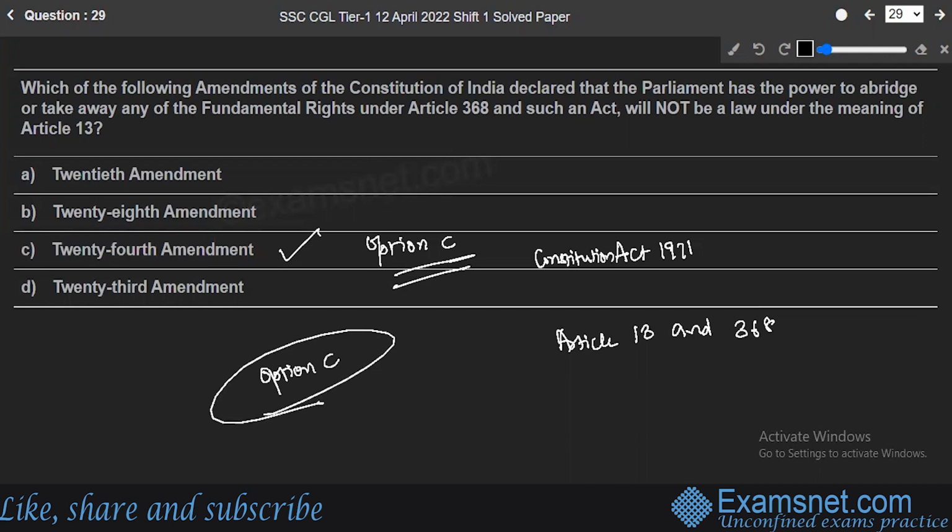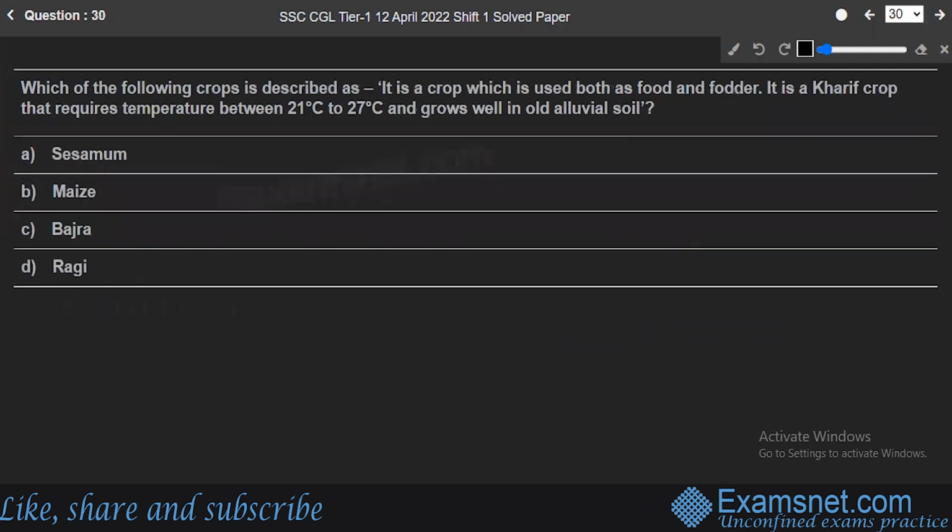Hope you are clear. Next is question number 30. Which of the following crops is described as: it is a crop which is used both as food and fodder. It is a kharif crop that requires temperature between 21 degrees Celsius and 27 degrees Celsius and grows well in old alluvial soil. The given options are sesame, maize, bajra, or ragi. Which is the correct answer to the question? The correct answer to the question is maize.